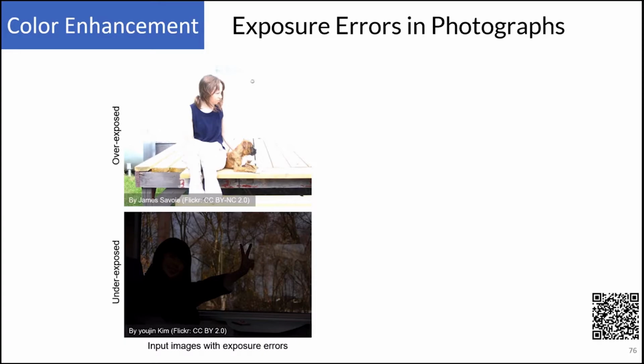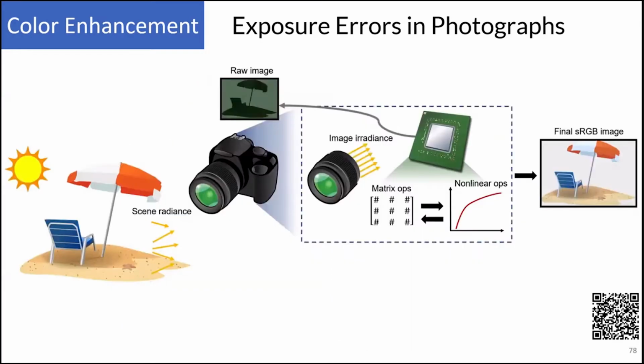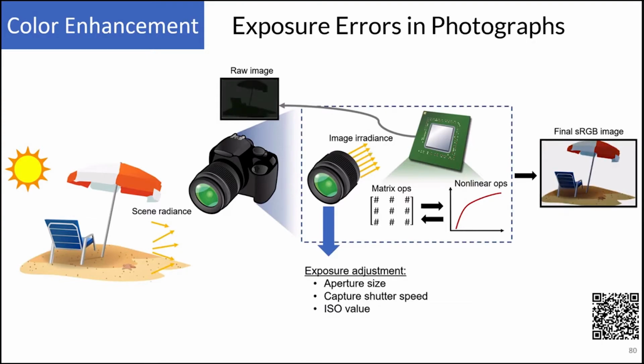We may think of using a traditional image enhancement tool like the Photoshop HDR tool, and that doesn't work as expected. It doesn't work because the exposure error happens early in the camera pipeline through three different factors that the camera uses to adjust the exposure, which are the aperture size, the shutter speed, and the ISO value. All of those three factors contribute directly to the construction of the raw image, and that could result in dark raw images and consequently dim sRGB images, or overexposed, very bright raw images and sRGB images.